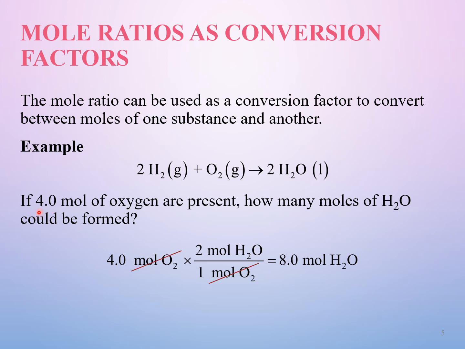So if the question says, if 4 moles of oxygen are present, how many moles of H2O could be formed? The relationship here tells us that 1 mole of oxygen can be used to form 2 moles of water. If I have 4 moles, how much water can I make? So you say, I start with 4 moles of oxygen, and I will use this conversion factor, knowing that the mole to mole ratio of oxygen is 1 to 2 water. So 1 mole of oxygen to 2 moles of water. You cross off the moles of oxygen, and you get your units in moles of water. In this case, it will be 8 moles of water.